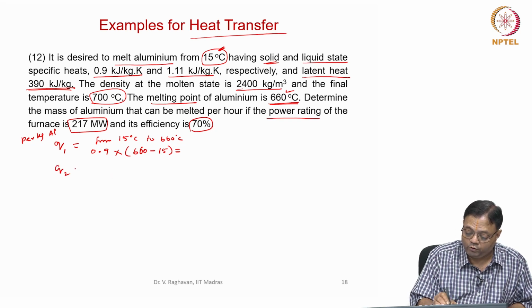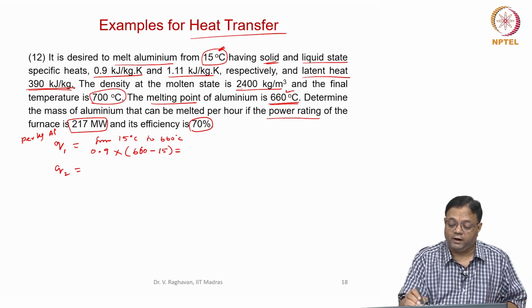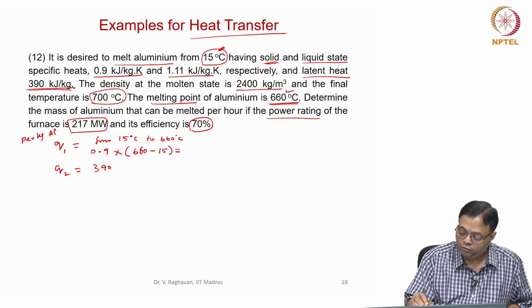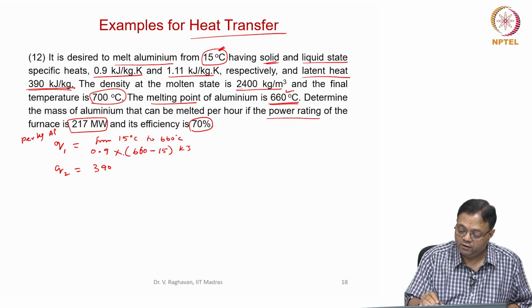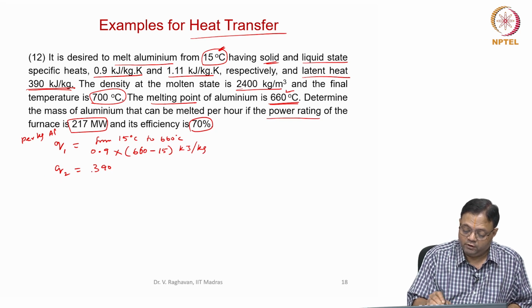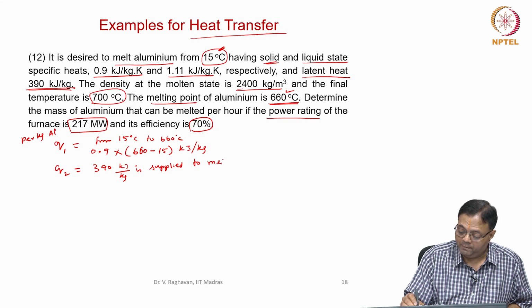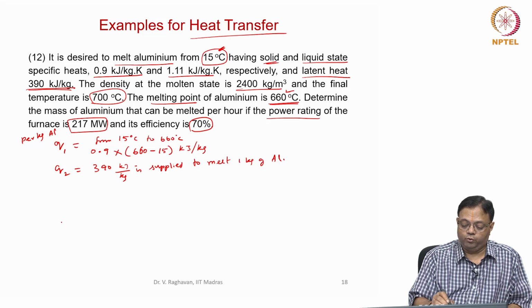Then similarly Q2 will be equal to the latent heat at the melting point, which is 390. This is in kilojoules per kg. So this kilojoule per kg is supplied to melt 1 kg of aluminum, that is Q2.